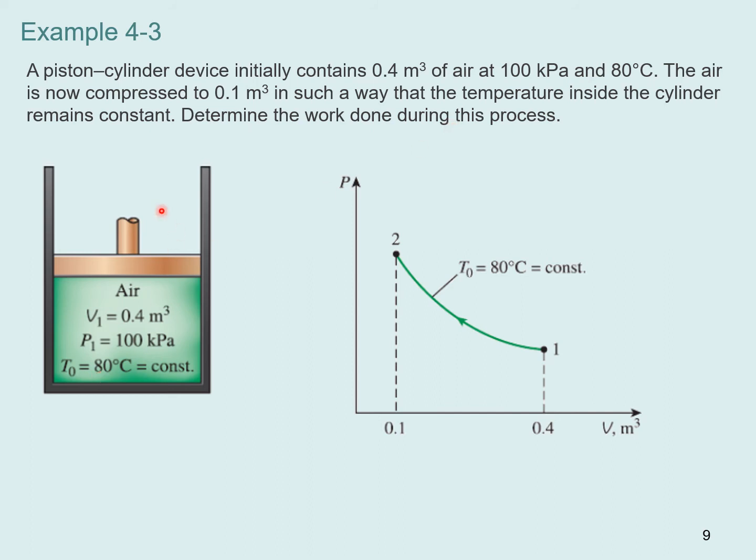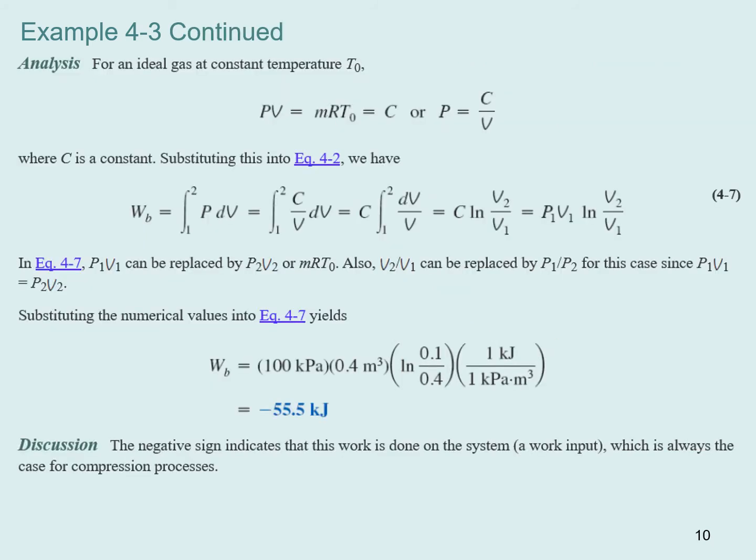Determine the work done. So here it shows the initial state, initial specific volume. Well, actually the initial volume is 0.4 cubic meters, initial pressure, initial temperature. And here shows a PV diagram. So this is an ideal gas at constant temperature. So we're going to use the formula here. In the book, in this particular problem, he goes through and rederives it, but there's no point. You can just use the formula here. Now, initial pressure and initial volume are given, so we can actually calculate what this is.